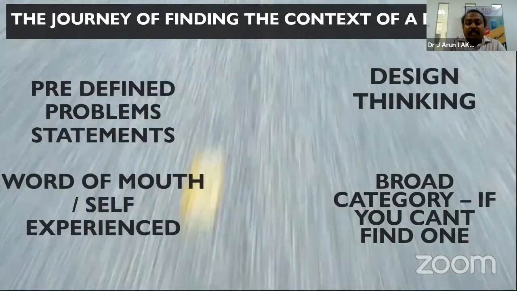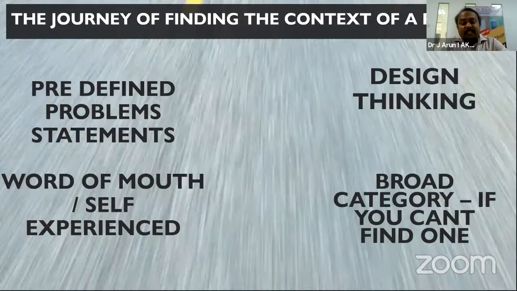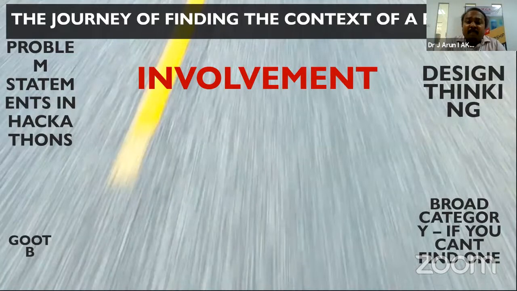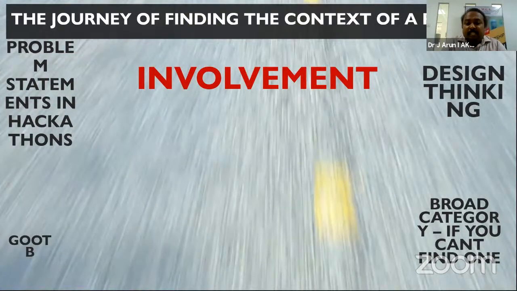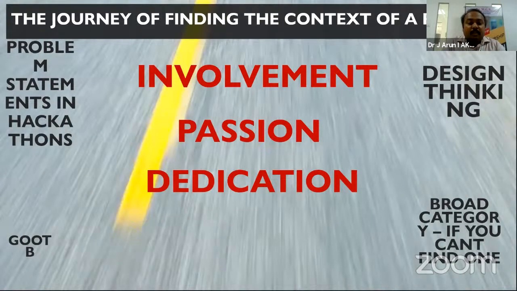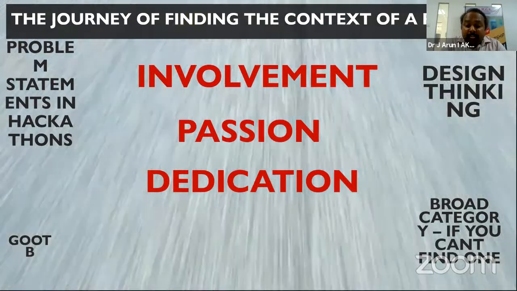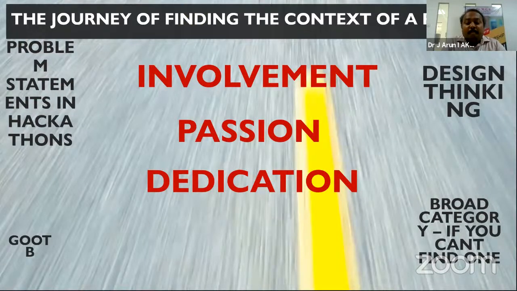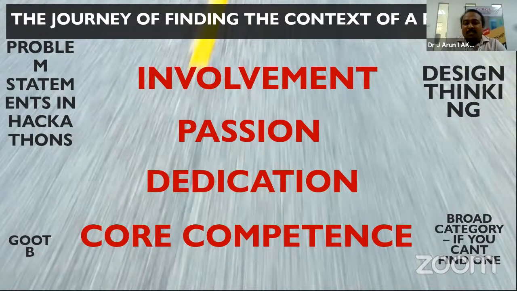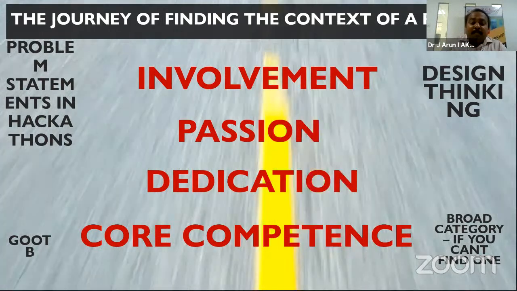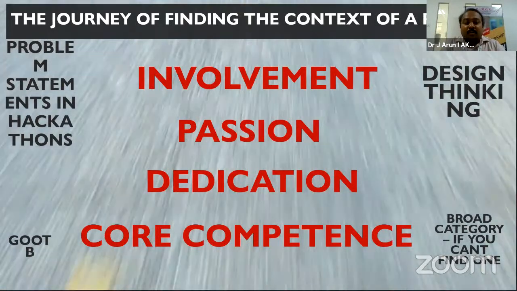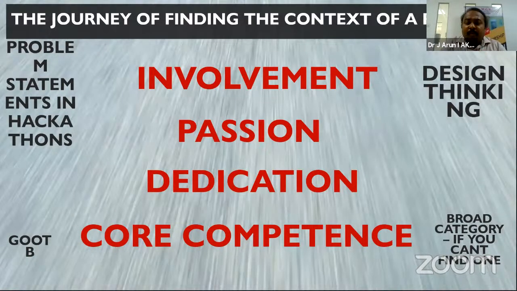So if you want these things, what are the things needed? Involvement is needed, and passion towards achieving that particular goal, and then dedication, and then core competence. So involvement, passion, and dedication come in the same class, almost similar. But core competence, sometimes you don't have it. Sometimes you can learn it after identifying the problem. Remember, there is nothing that will stop you from learning.